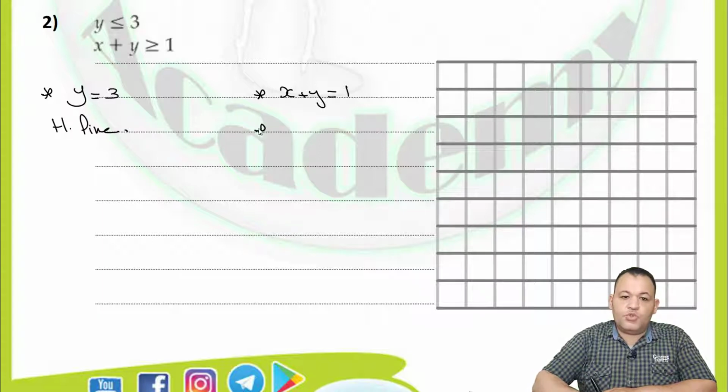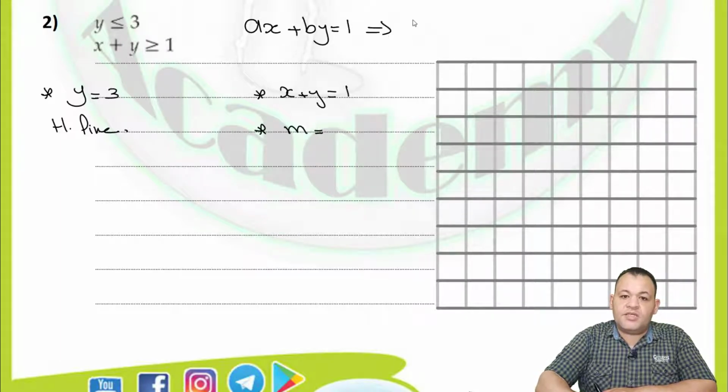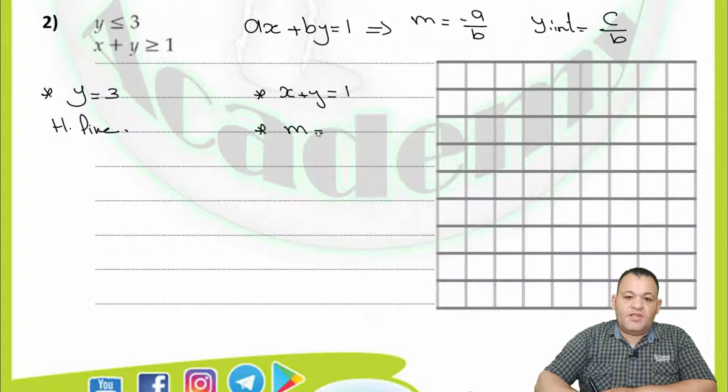But for line number 2, we have the slope. We said this equation is written in the form ax plus by equals c. So we can say that the slope is equal to negative a over b, and the y-intercept will be equal to c over b. So we can find the slope. Slope 2 now will be equal to negative 1 over 1, which equals negative 1. And the y-intercept is equal to 1 over 1, which equals 1.